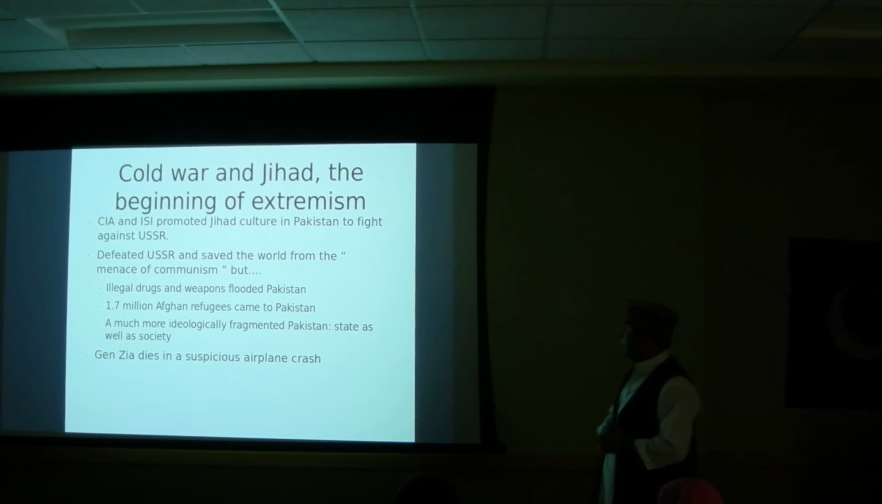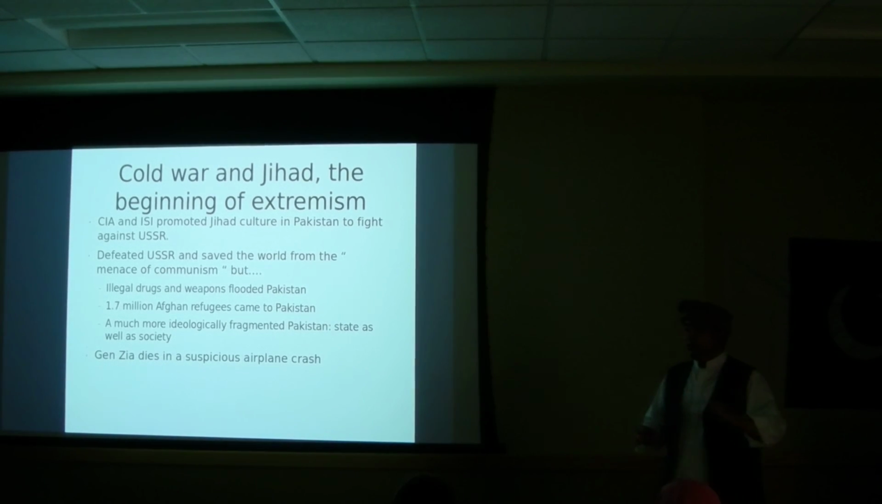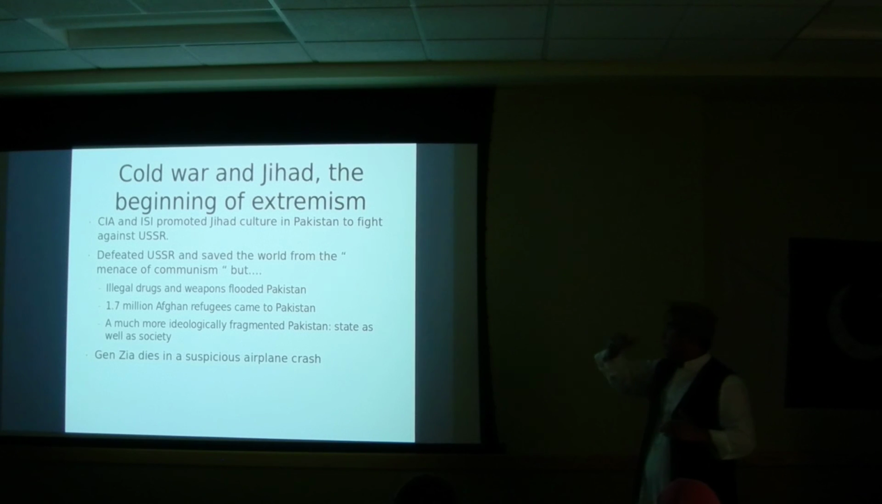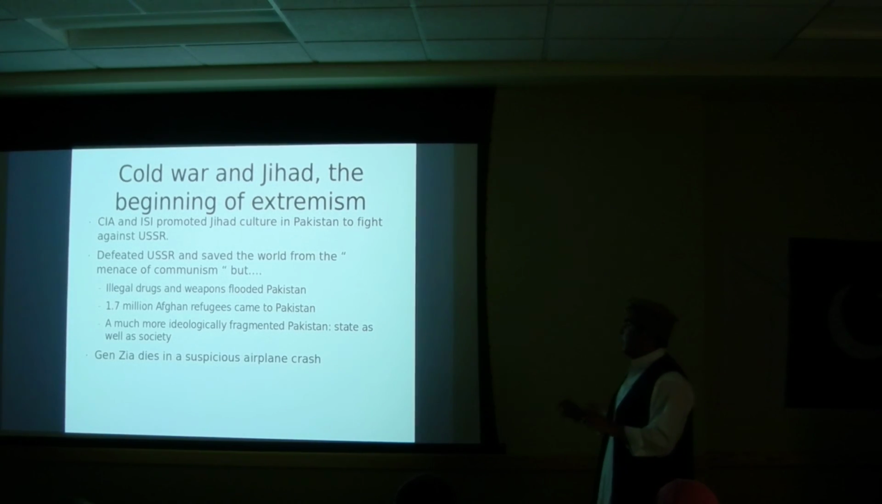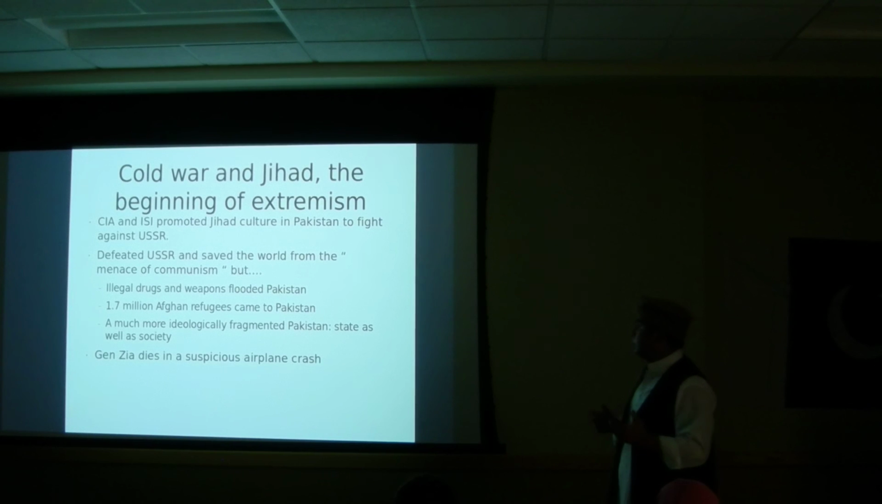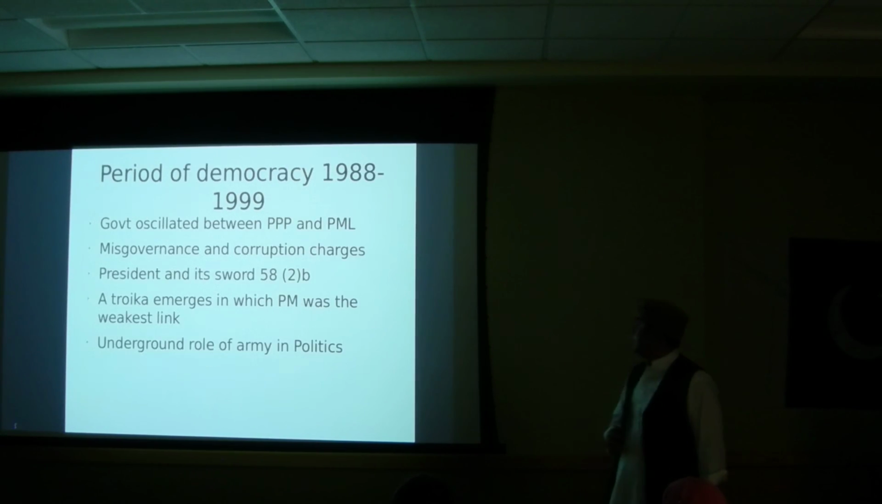1.7 million refugees came to Pakistan, and it became a much more ideologically divided state, because Islam got the upper hand in the state, and it was a very harsh Islam, and they used to cut the hands of people who steal, and it was very bad. And at the end, Zia died in a suspicious airplane crash.